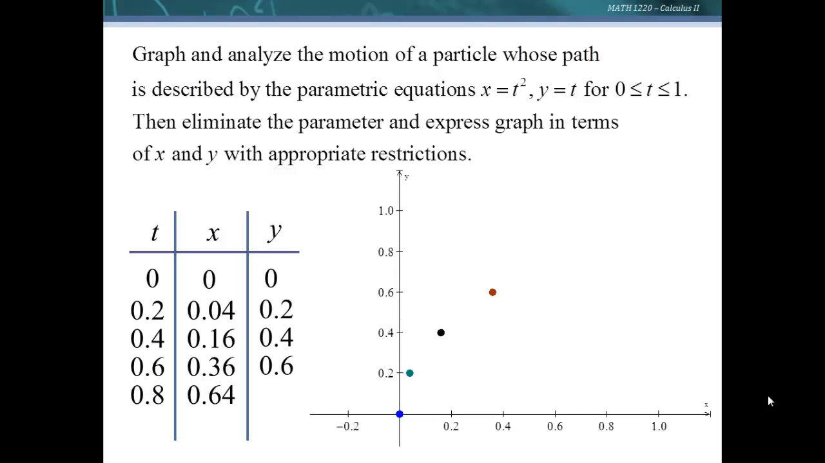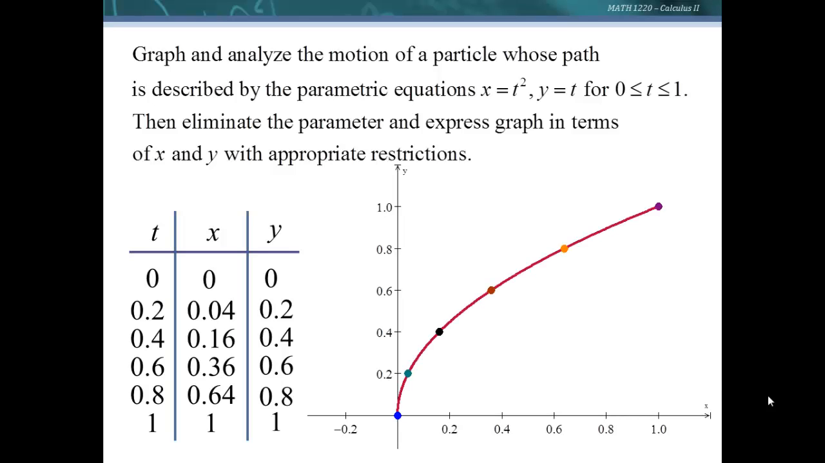0.8 squared is 0.64, our y is 0.8, and we'll plot that xy coordinate, and then we'll put in our upper restriction on our domain, 1. 1 squared is 1, and our y is 1, and we plot that point. So we can see how our particle moved between 0 and 1, and we could draw that then into a connecting function there. And one of the things that a parameterized path has that we won't see when we eliminate the parameter is it has an orientation or a direction that it's moving. So as the t increases, we see the direction that the particle moves.